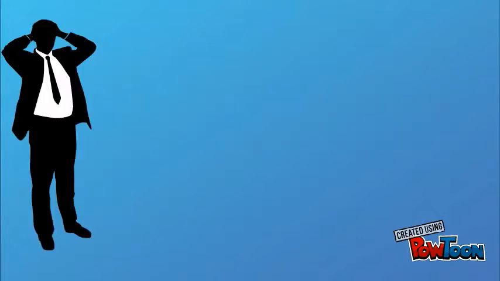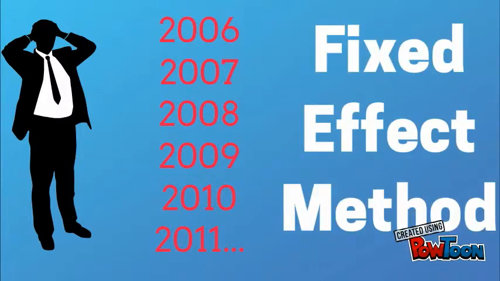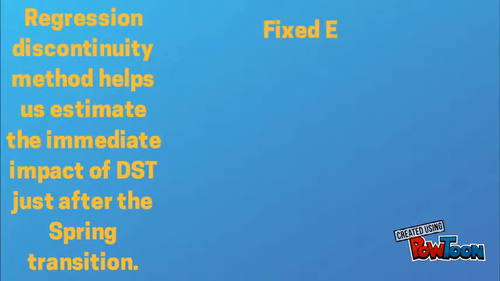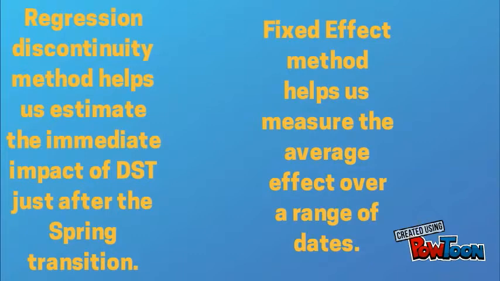Thing is, the start date for DST varies from year to year. To estimate the longer-lasting impacts, we use a day-of-year fixed effect method. The fixed effect method, or FE method, compares the dates included in DST to those not included to measure the average impact that it has on fatal crash risk. Overall, the RD method helps us estimate the immediate impact of DST just after the spring transition, whereas the FE method helps us measure the average impact over a range of dates, some of which are DST and some of which are standard time.